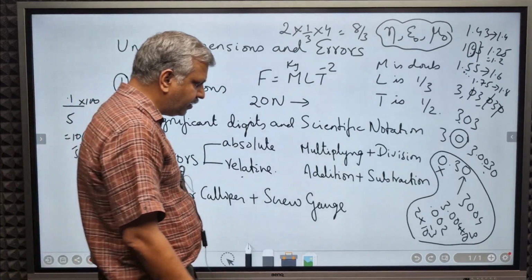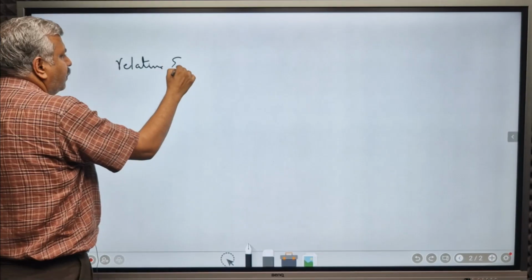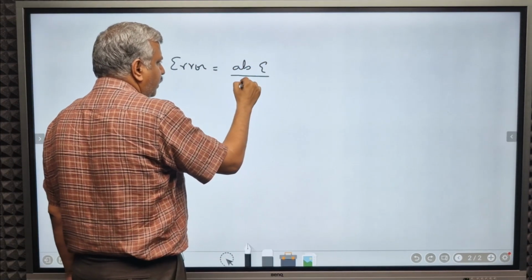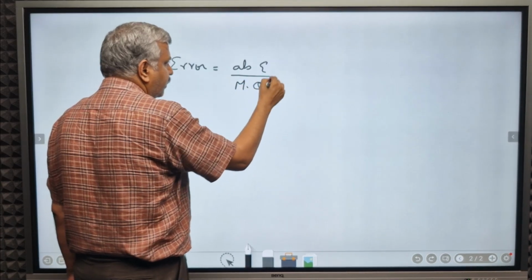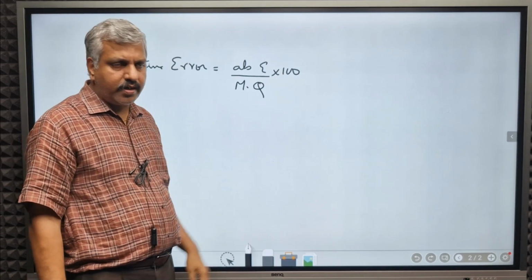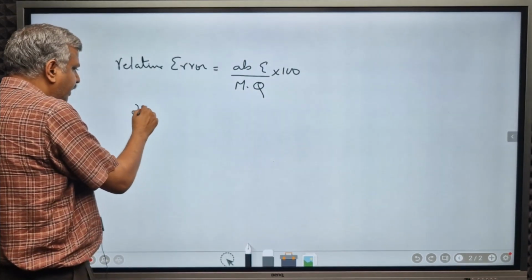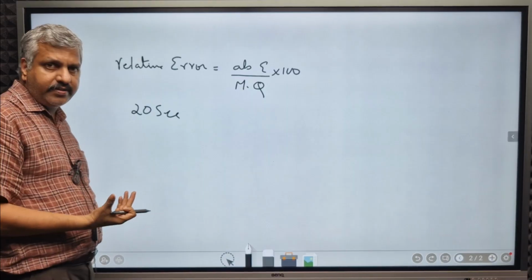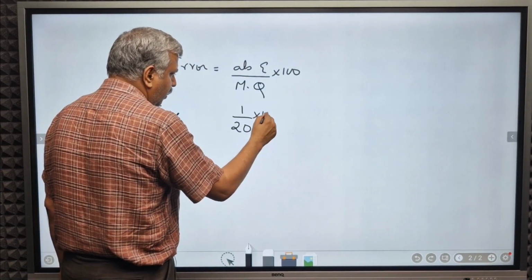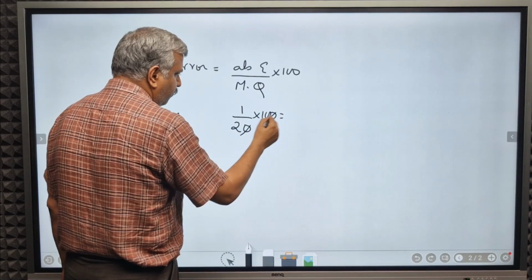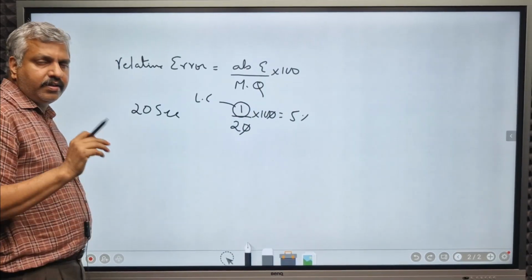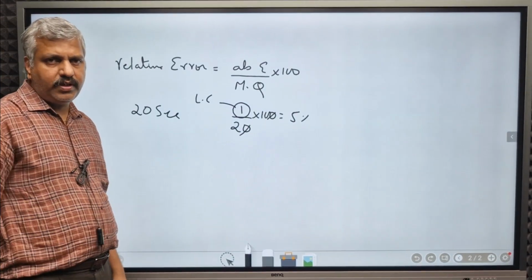Maybe I'll just explain it a little better. Relative error is equal to absolute error divided by measured quantity into 100. Suppose your measurement is 20 seconds. The least count is 1 second. So the error is 1 by 20 into 100, which will become equal to 5%. This is the least count of the instrument. The minimum error that you would make is the least count of the instrument.